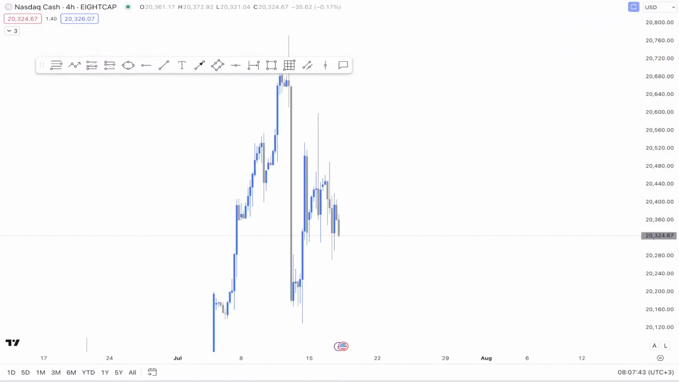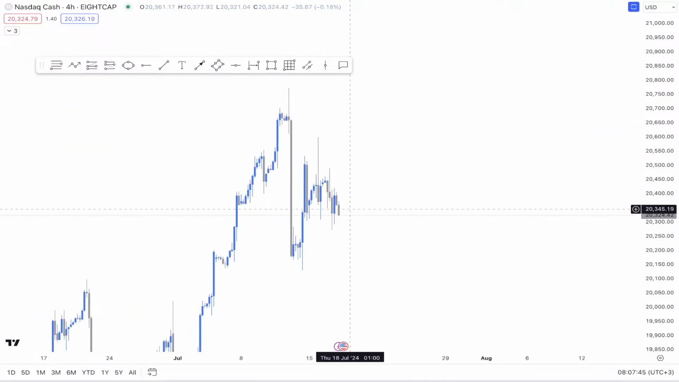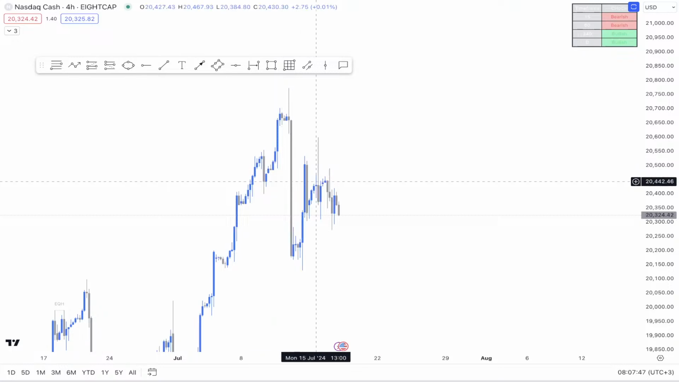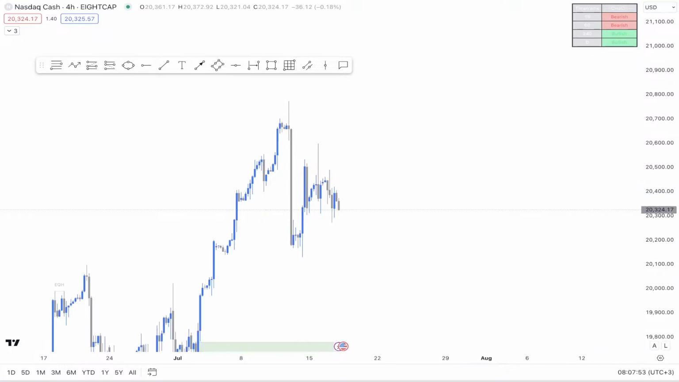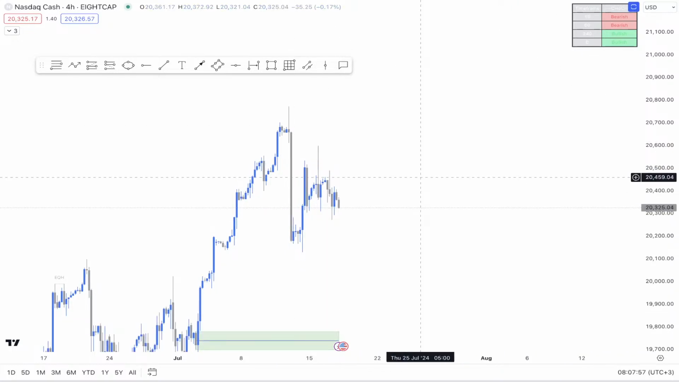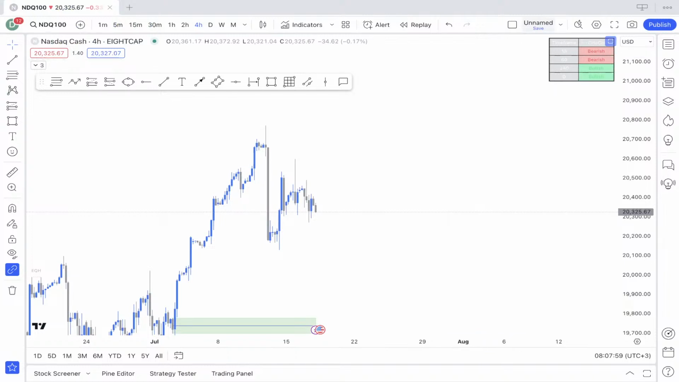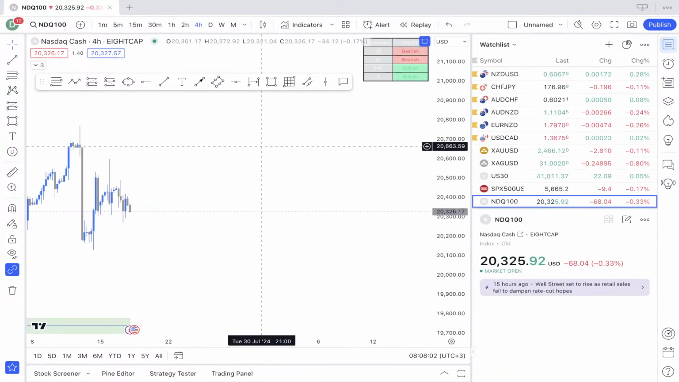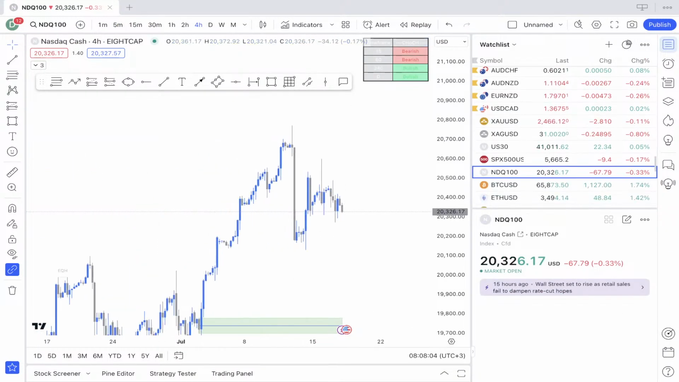And on NAS 100, as we can see, we are pretty much in the middle of nowhere. No clear setup to be seen. Hence why we just keep things simple and only focus on the assets where we see clear setups. On this one, I'll just leave the chart as is and come back to it later to see if there's anything new that we can analyze. And on that note, we'll end today's indices analysis right here.